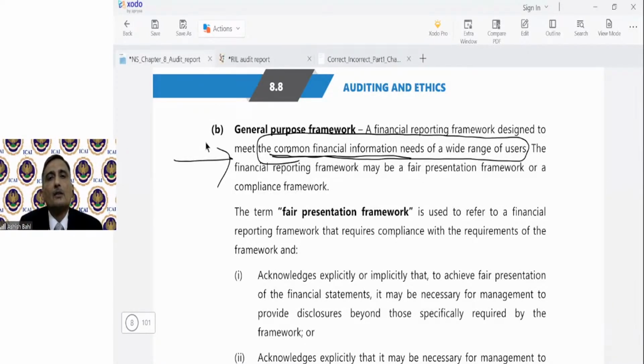Okay, so creditors can also see, investors can also see. So those financial statements which are prepared in accordance with the general purpose framework are known as general purpose financial statements. And a general purpose framework is a financial reporting framework designed to meet the common financial information needs of a wide range of users.